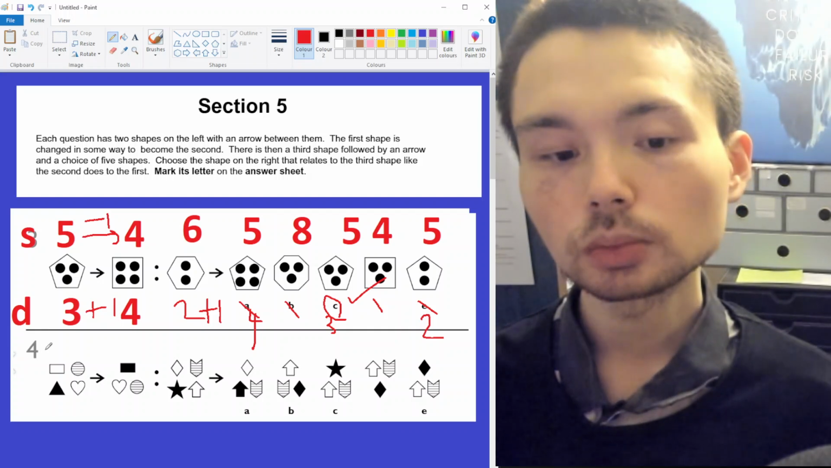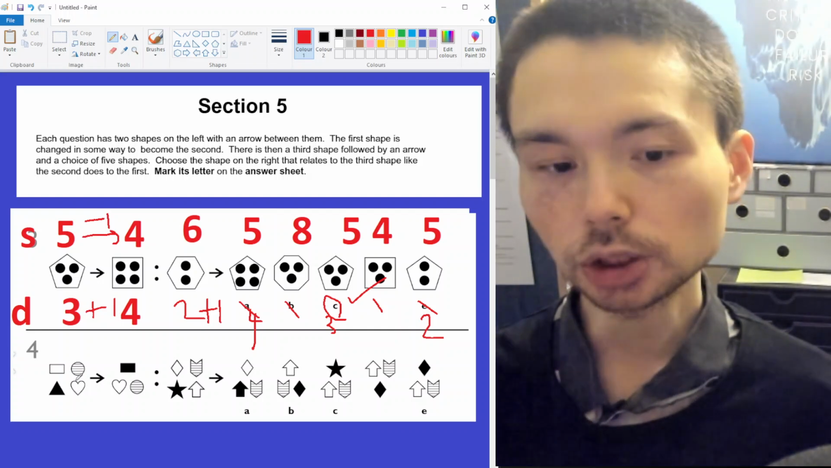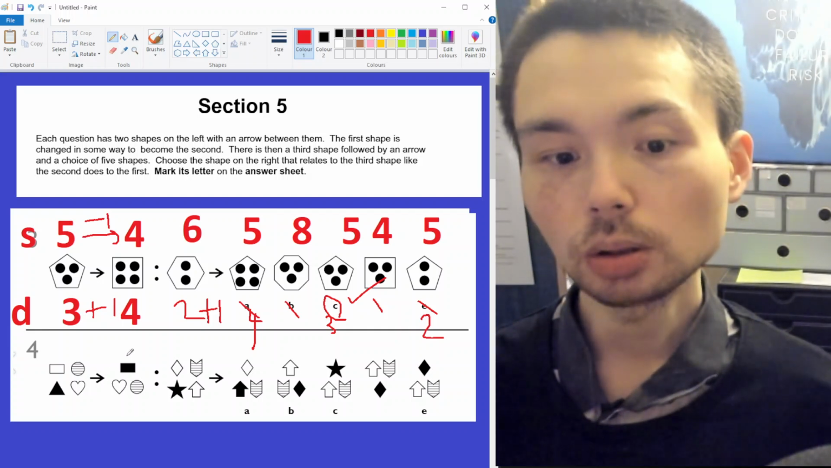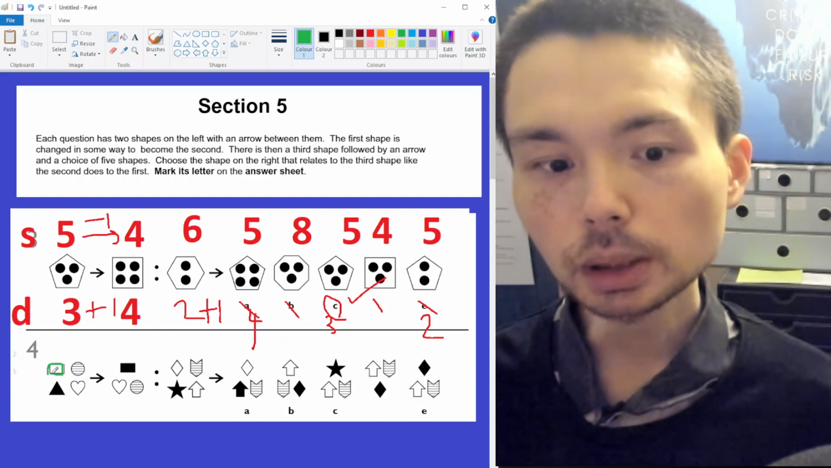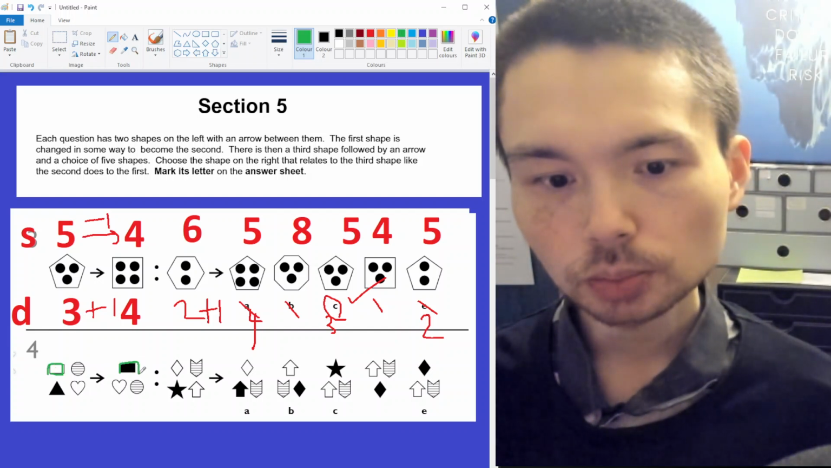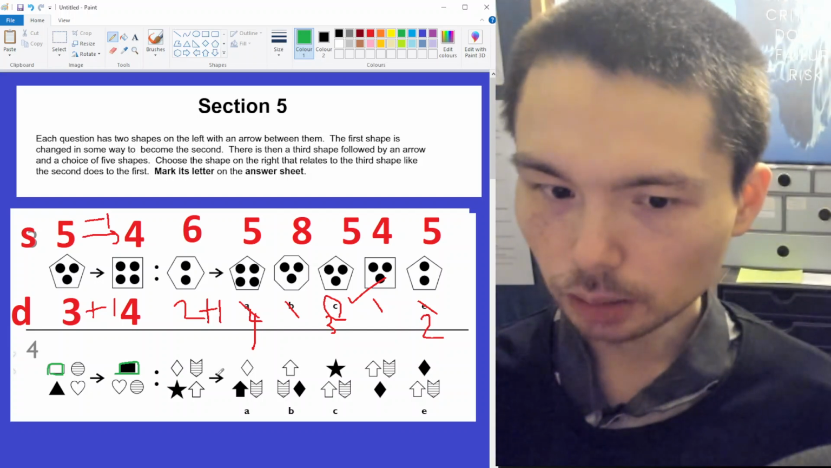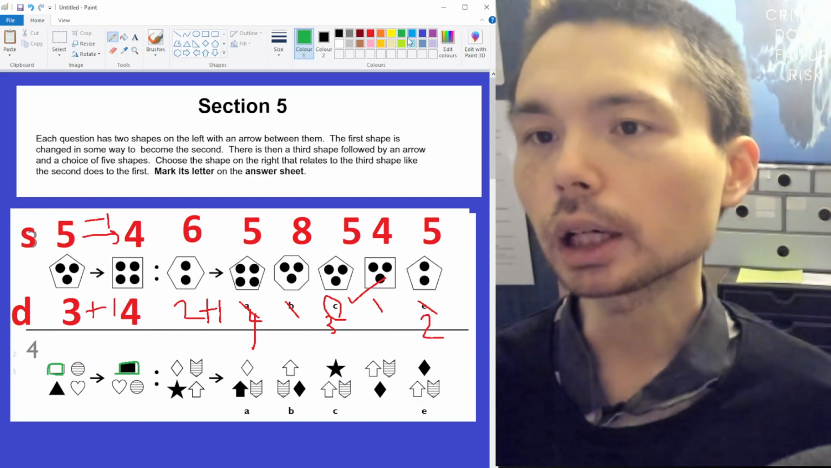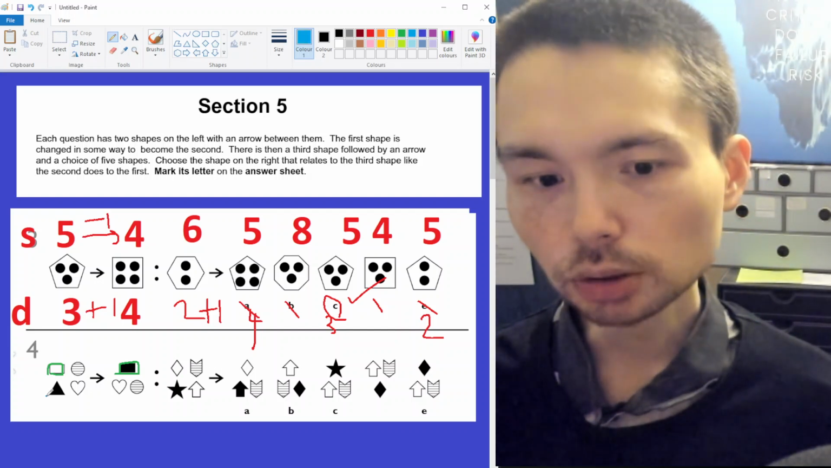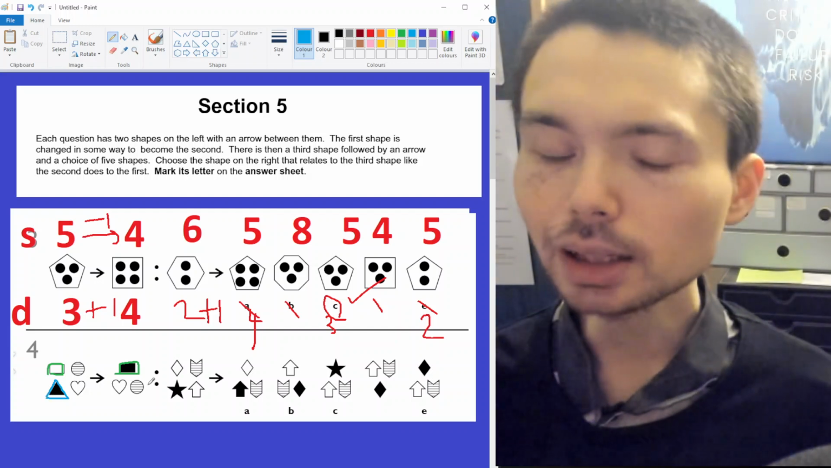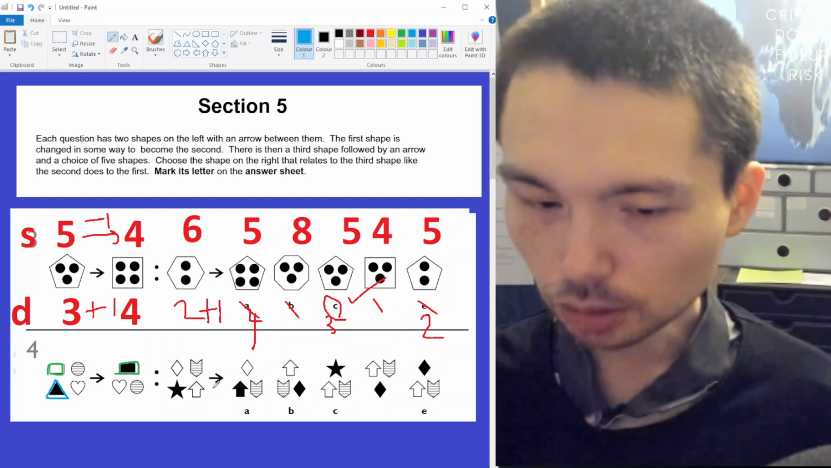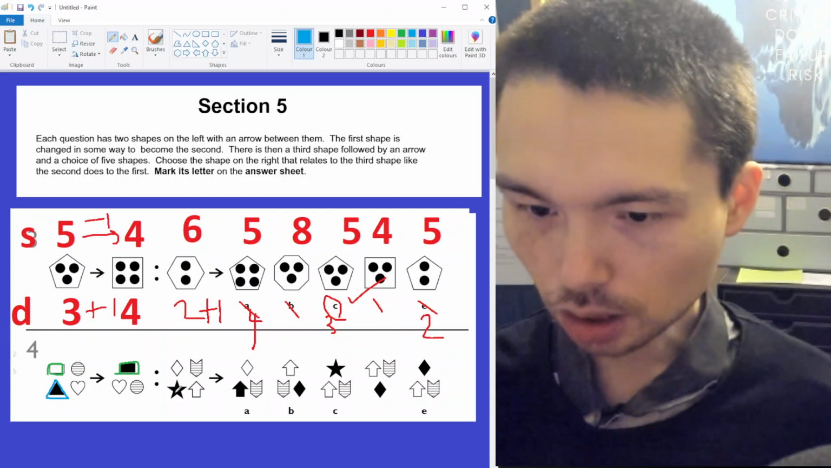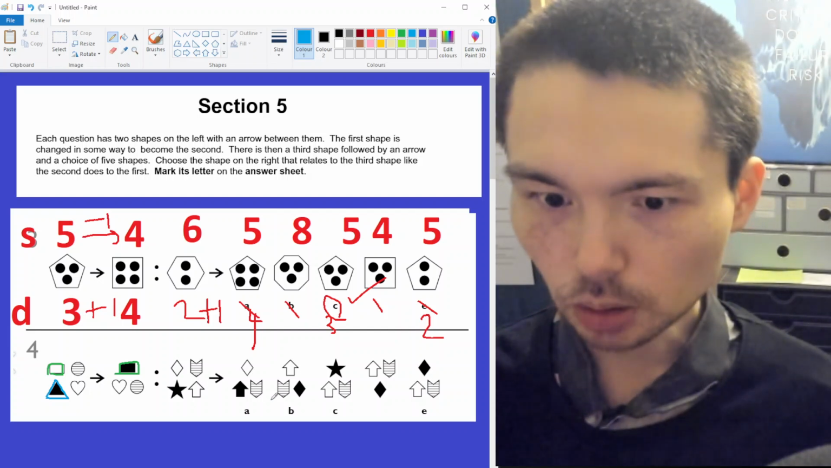Question 4. What stands out to me? Looks like a shape has disappeared. How about, look at the top. White rectangle becomes black. So maybe the top white shape becomes black. Let's look at another connection just to make sure. Black triangle. Well, what happened to it? It disappeared. So it looks like the black shape disappears and then gets replaced. So you see the black star, you can't have a star anymore.